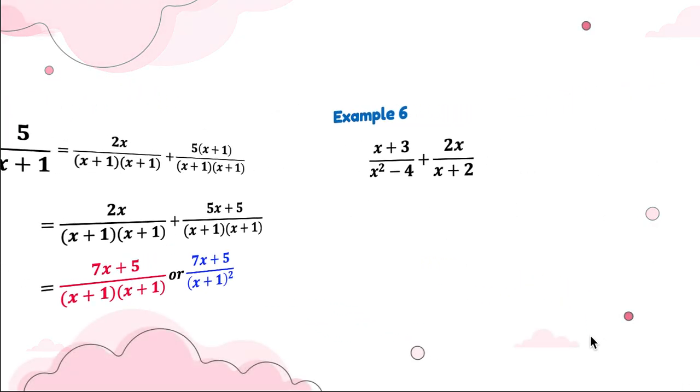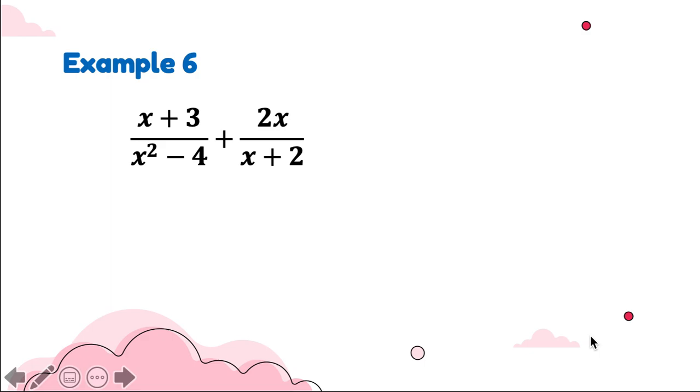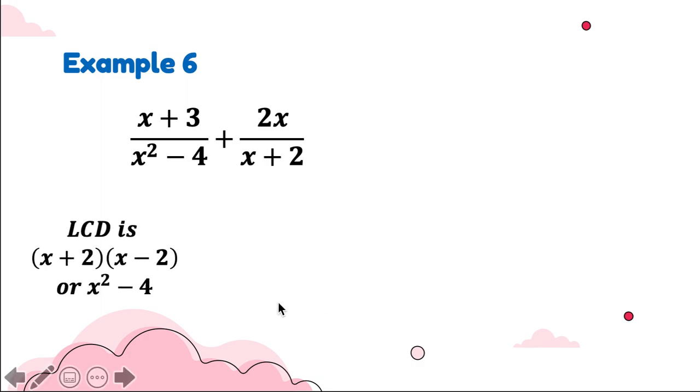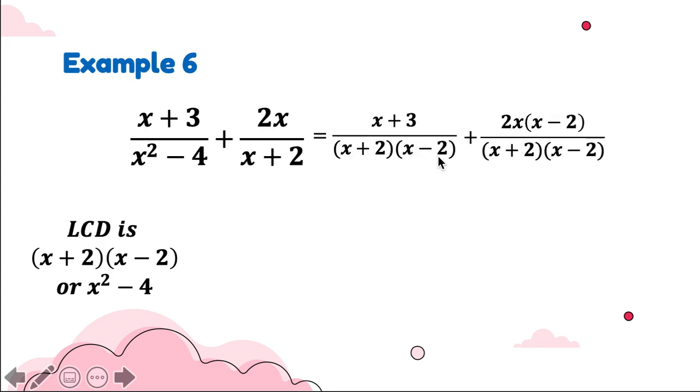And for the last example, x plus 3 over x squared minus 4 plus 2x over x plus 2. The LCD here is x plus 2 times x minus 2, or x squared minus 4. So any of the two you can use as you solve for the sum of these two expressions. Here, I just use x plus 2 times x minus 2 so that it will be easier for you to divide. As we divide these two expressions, the answer is 1.